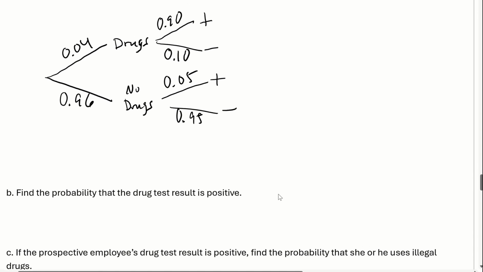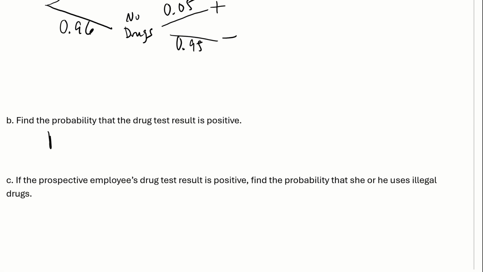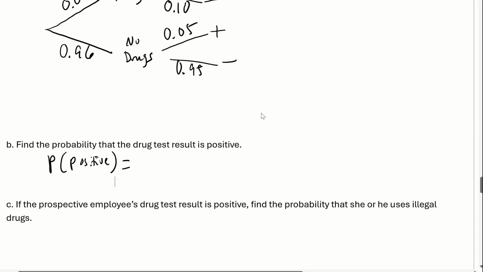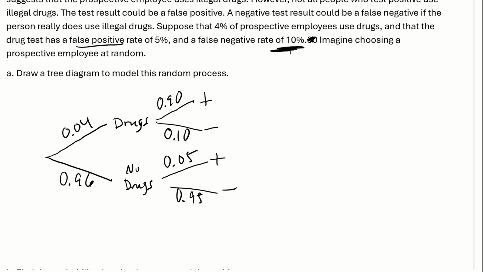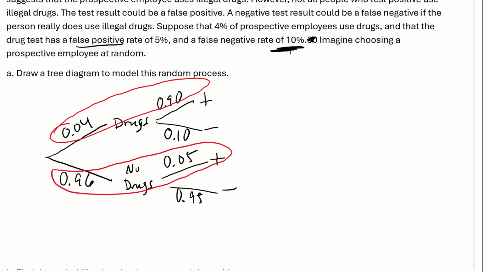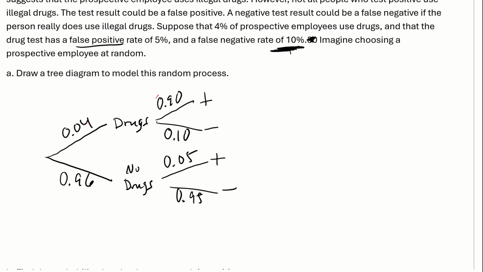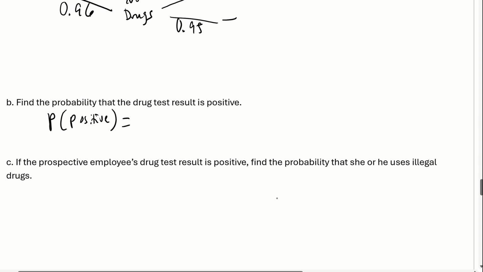So find the probability that the drug test is positive, okay? So the probability that it's positive. Well, to find the probability that it's positive, you would have to do this pathway for positive and this pathway for positive, right? So the probability of positive are these two pathways. In other words, they could use drugs and be positive, or they could not use drugs and be positive.